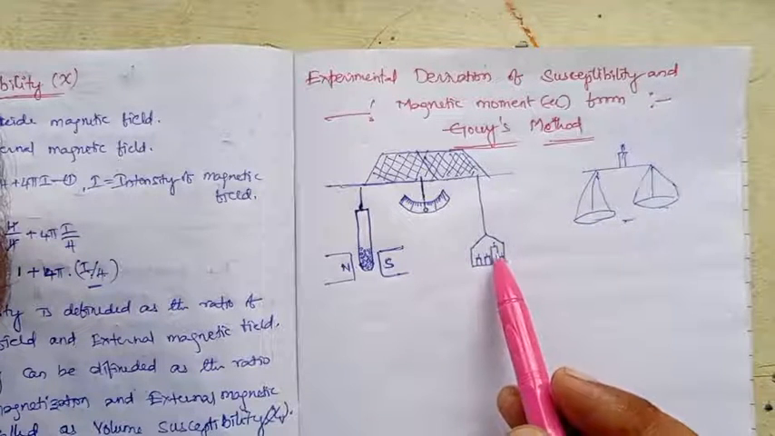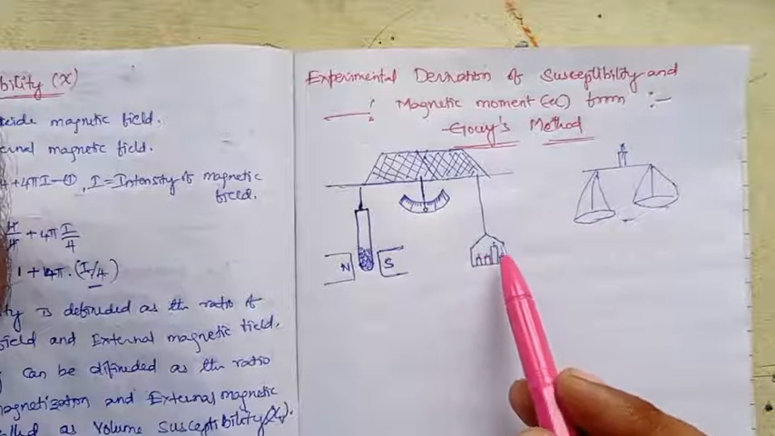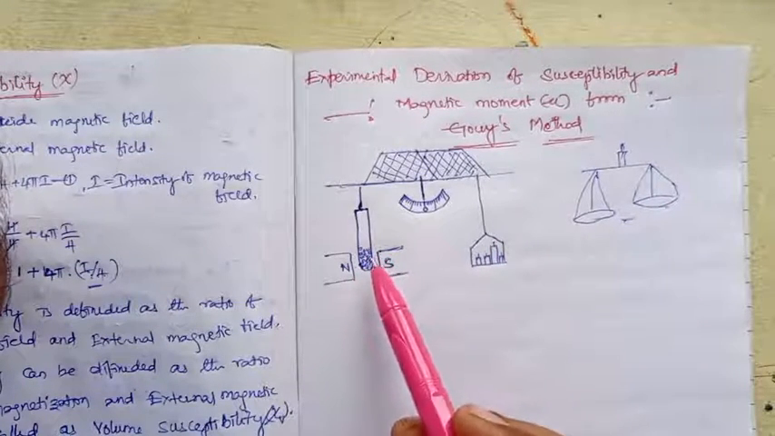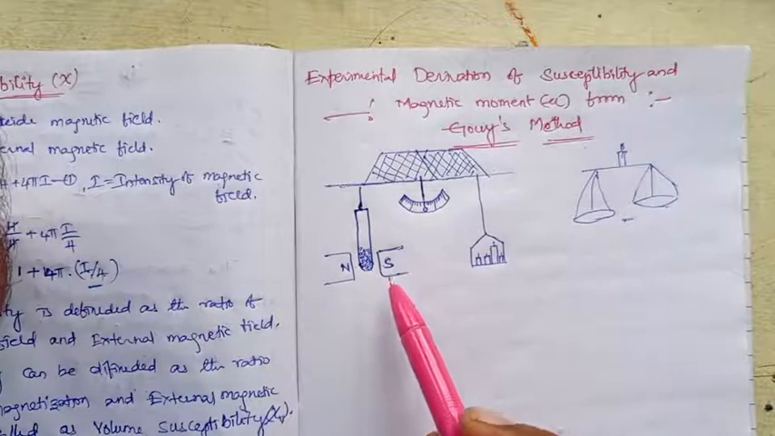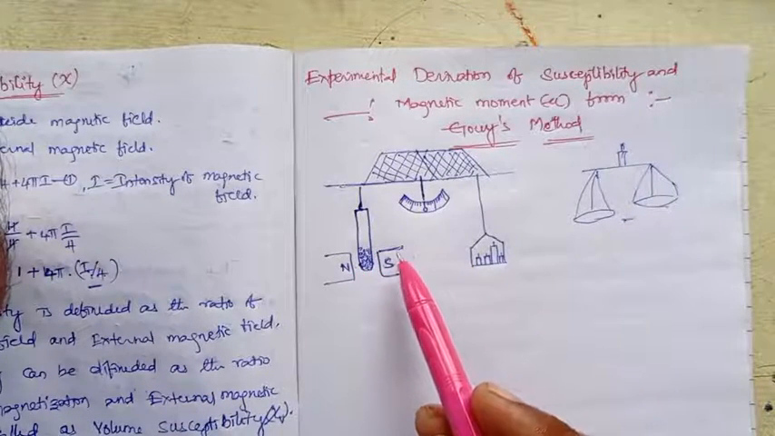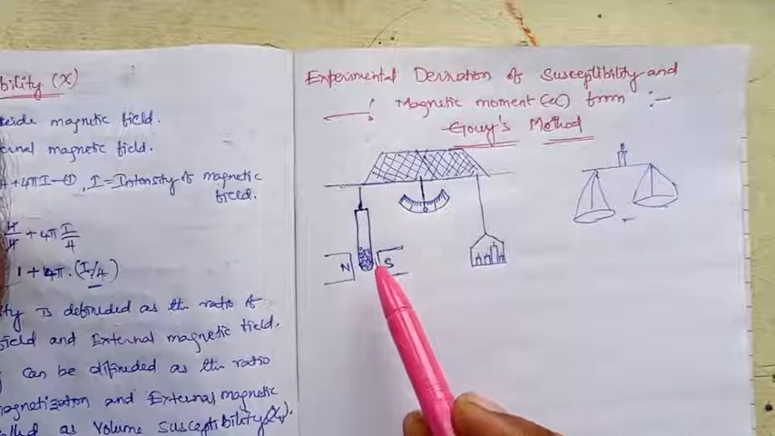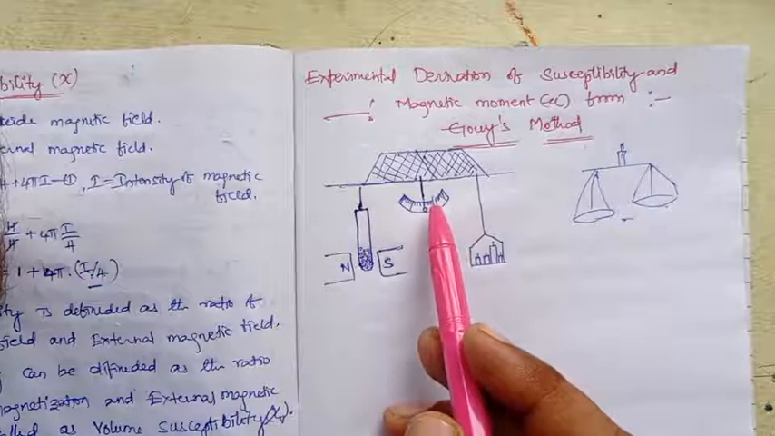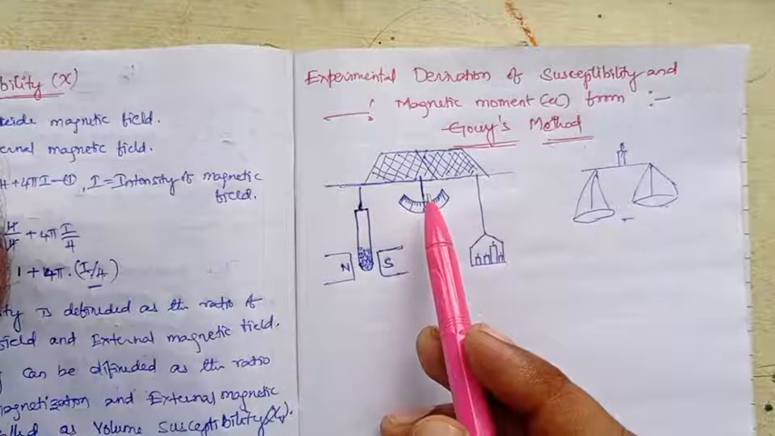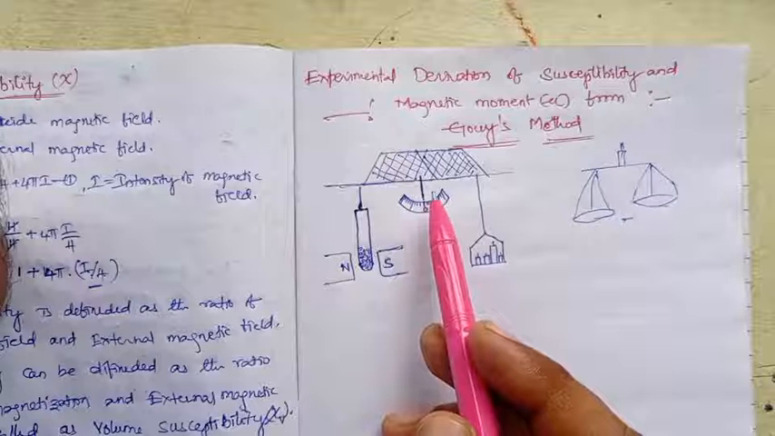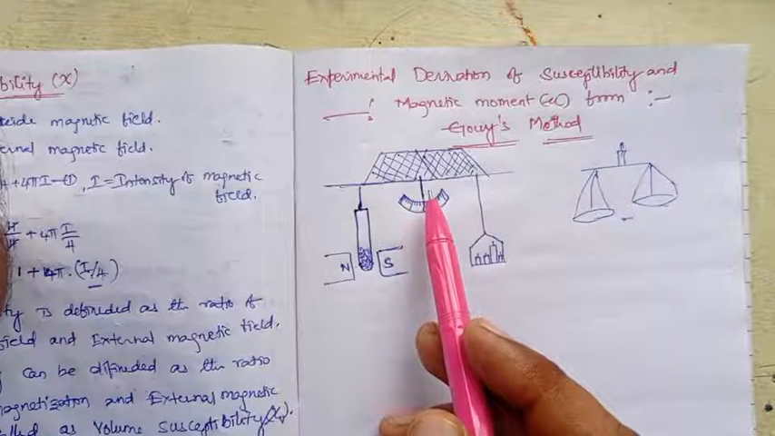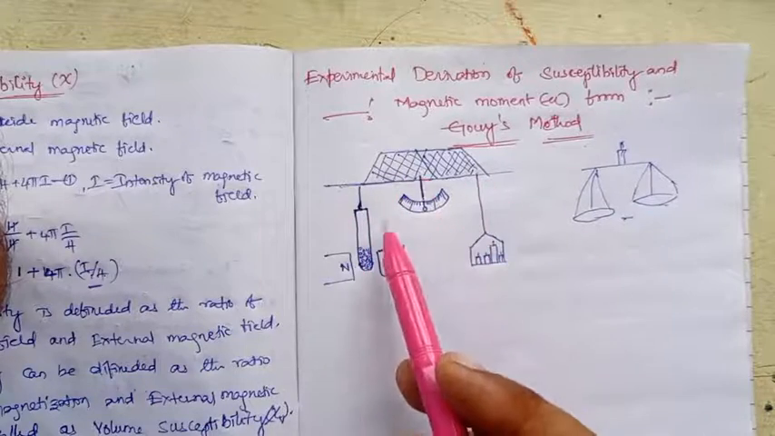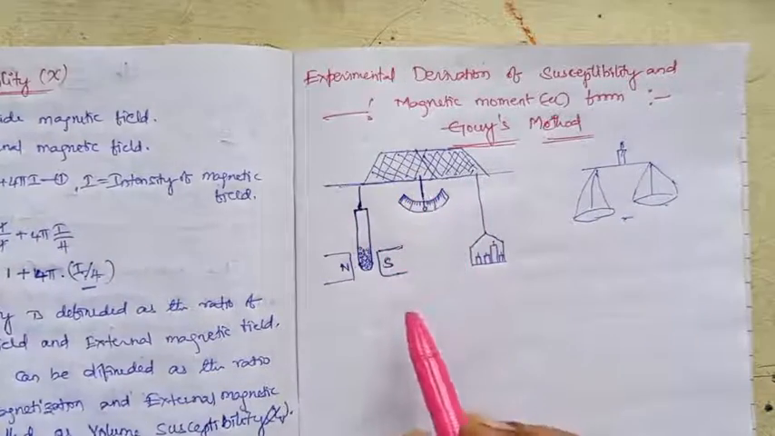Here on one side a pan will be there to add and remove the weights, and on the other side there will be the sample, right? A sample glass tube, which is hanging in between the poles of an external magnetic field, right? That's how it is. And at the middle there will be a scale to give you the weight of the sample, or it shows that balance, right? The balance of this weighing balance.